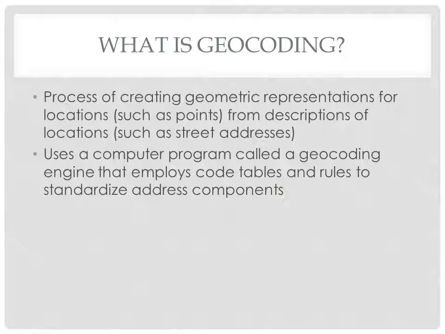Geocoding is the process of creating geometric representations for locations, such as points, from descriptions of locations, such as street addresses. Geocoding uses a computer program called a geocoding engine that employs code tables and rules to standardize address components. If you've ever wondered how a map is associated with addresses, or how address or other related positional information can be updated in a map, this section will address those issues.